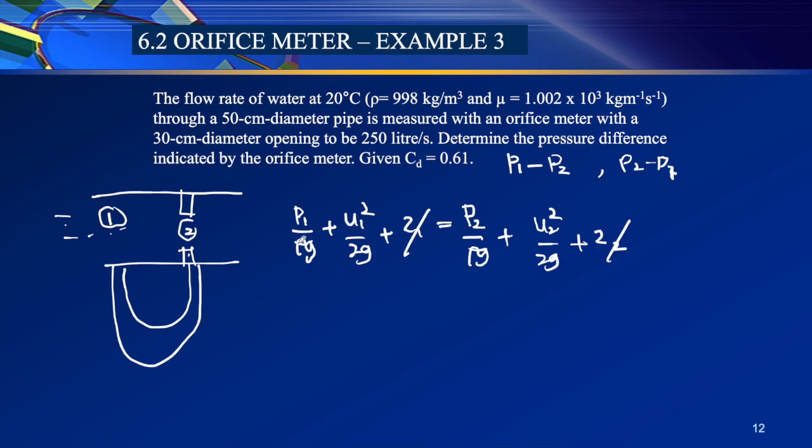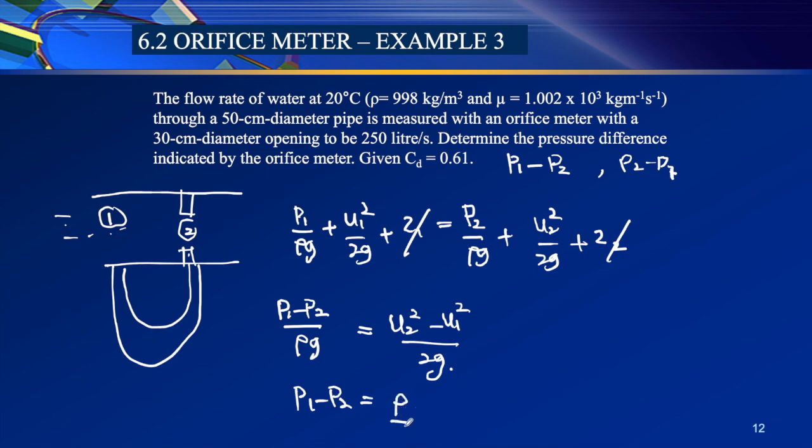That is what we need to do. So I rearrange this equation into P1 minus P2 over rho g equals U2 square minus U1 square over 2g. Now we rearrange this equation more: P1 minus P2 equals rho over 2 times U2 square minus U1 square. Then what you need to do is substitute all the values inside.